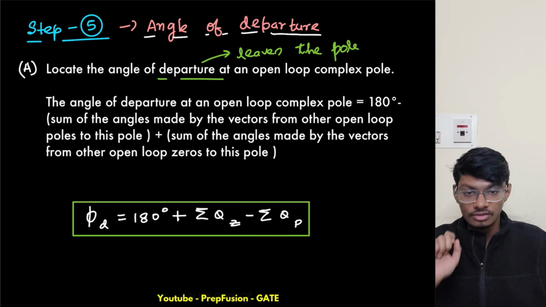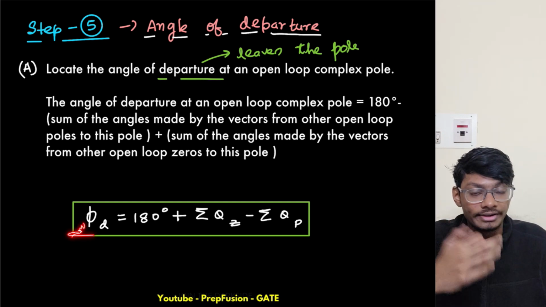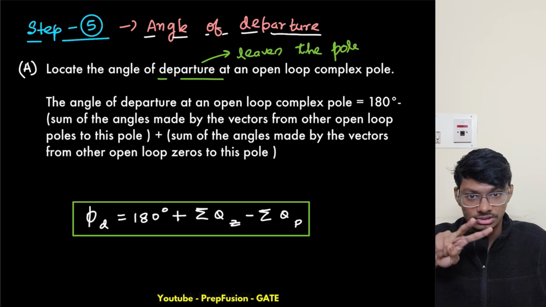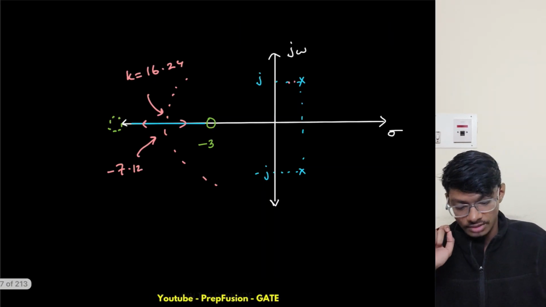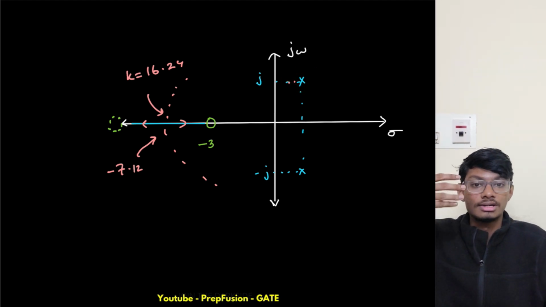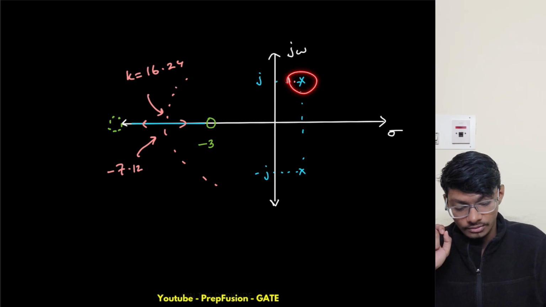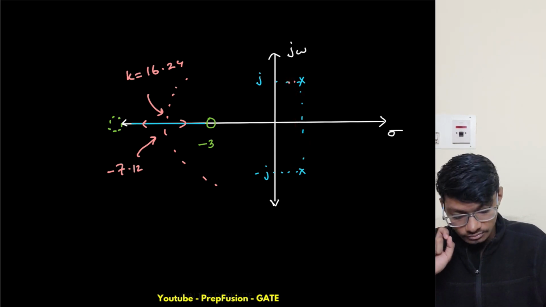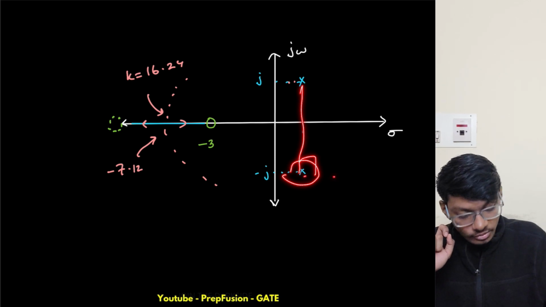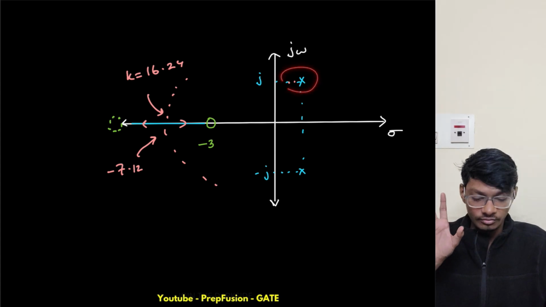But how to remember this: whenever you're calculating the angle of departure, what is that for? It is for a pole. So the poles will get subtracted, basically the summation of all the poles. What does that mean? If I want to calculate the angle of departure of this pole, I have to calculate the angle of this pole with respect to all the other poles. If I see from this pole, I am seeing a plus 90, with respect to the x-axis basically.